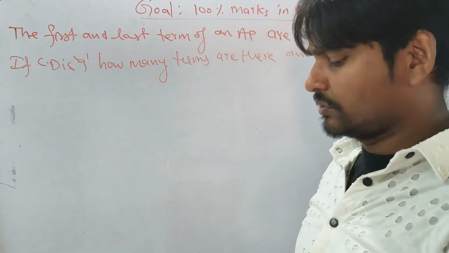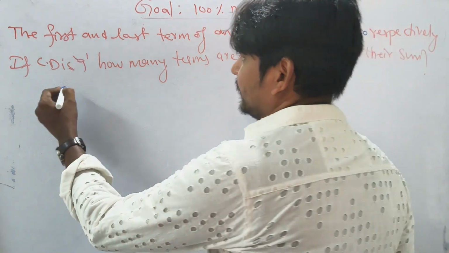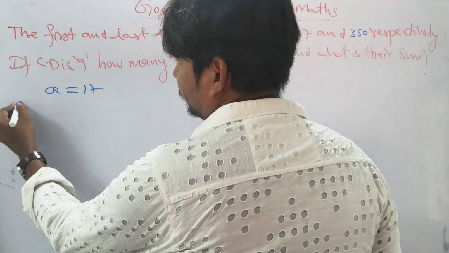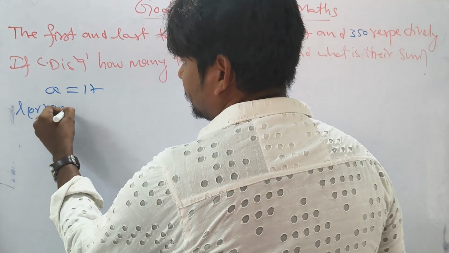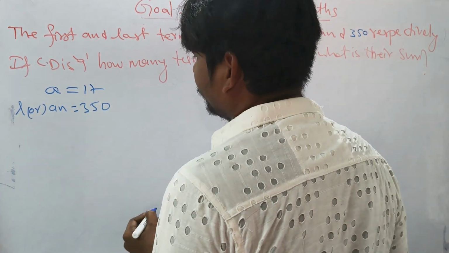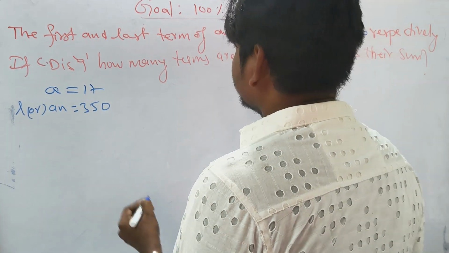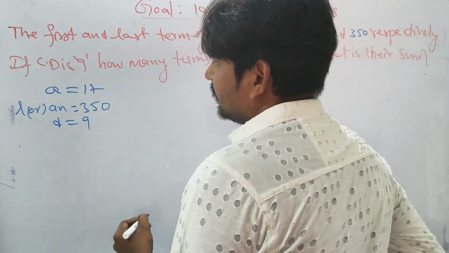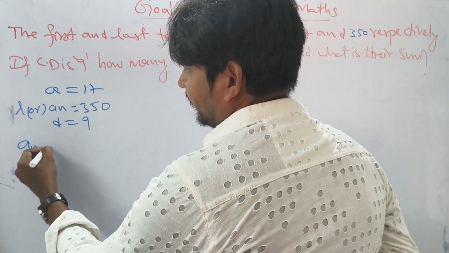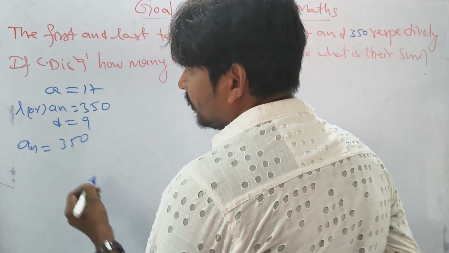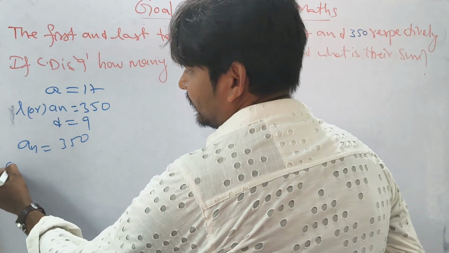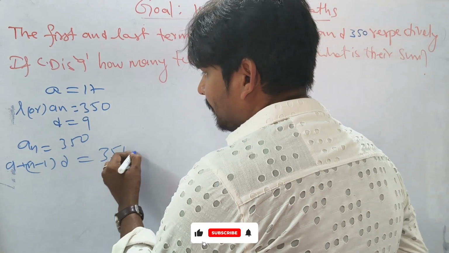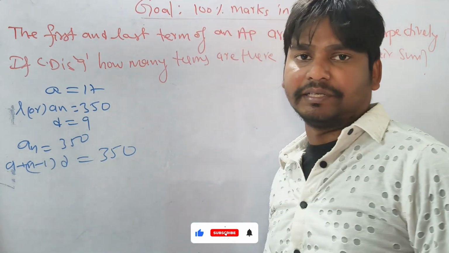First of all, analyze the question. What is given here? a is given, that is 17. The last term l, or an, is given as 350. One more thing is given, the common difference, d = 9. Now an = 350. We know the an formula: a + (n - 1)d. If you apply this formula, you will get the n value.